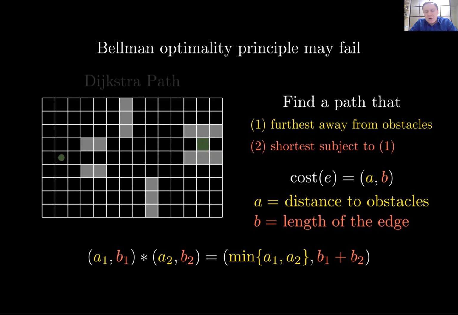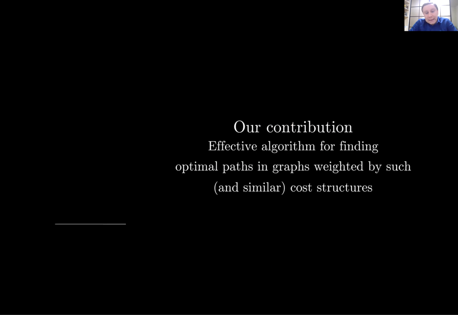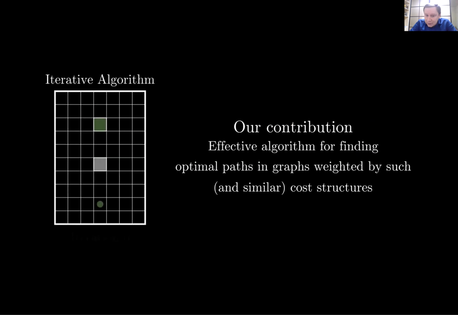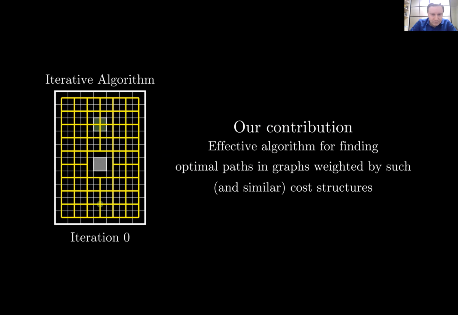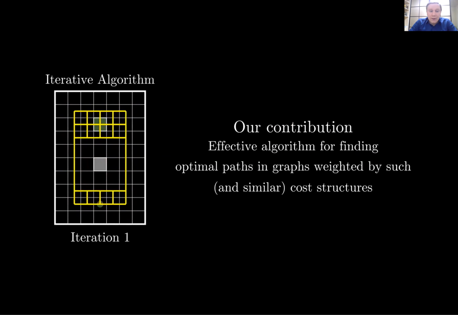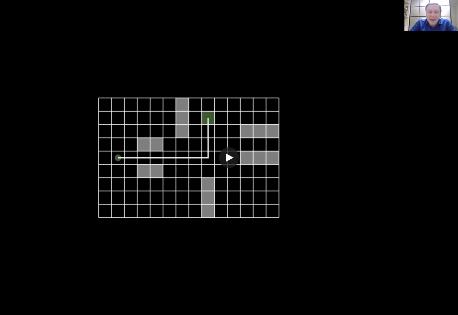Classical algorithms like Dijkstra or A-star will in general fail in this case due to the failure of the Bellman optimality principle, since a subpath of an optimal path may be suboptimal. The main contribution of our work is a polynomial time algorithm for finding optimal paths in graphs weighted by such and similar cost structures. So the key theoretical ingredients here are the concept of a regular cost monoid, which abstracts the type of a cost structure which admits effective representation of optimal paths. Next slide, please.